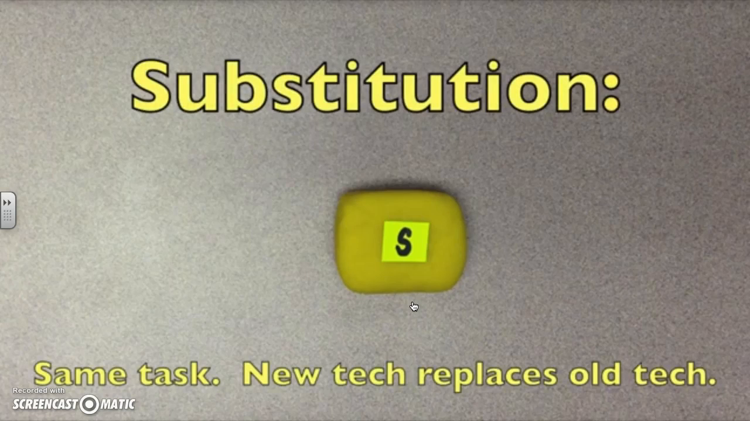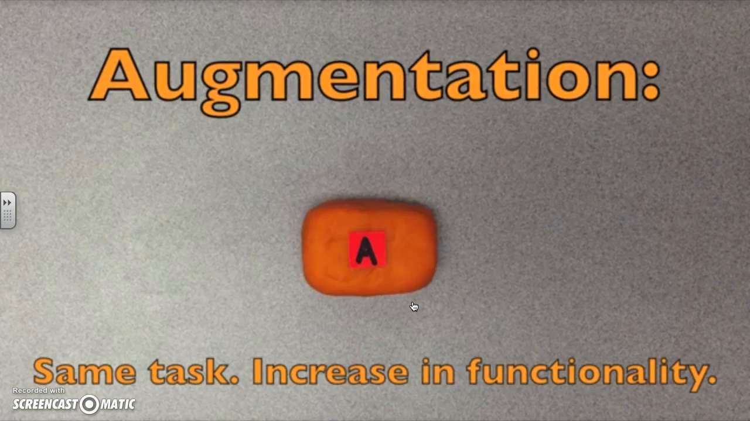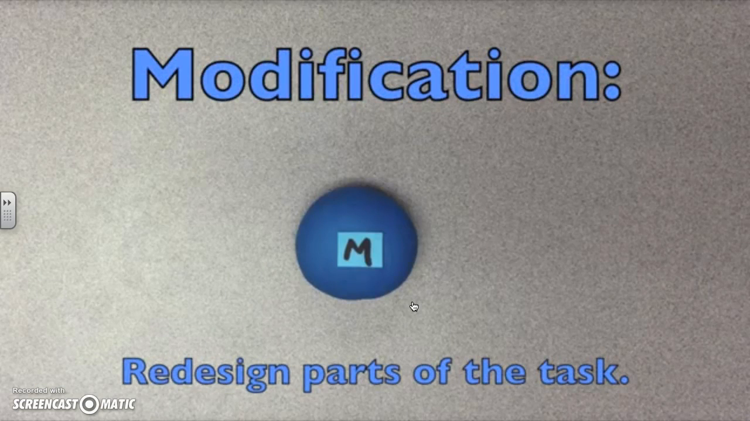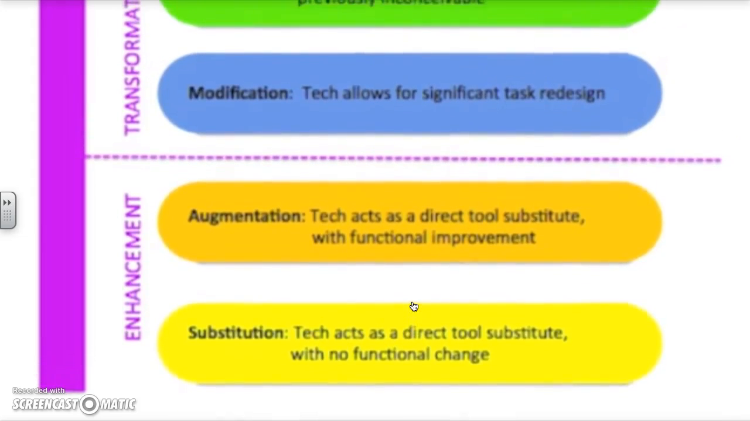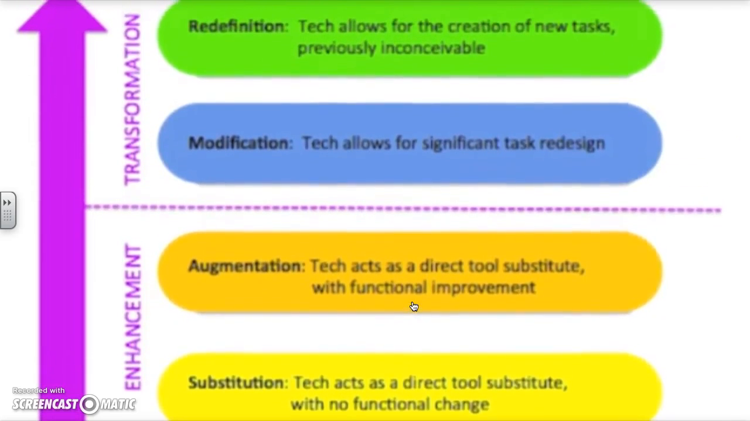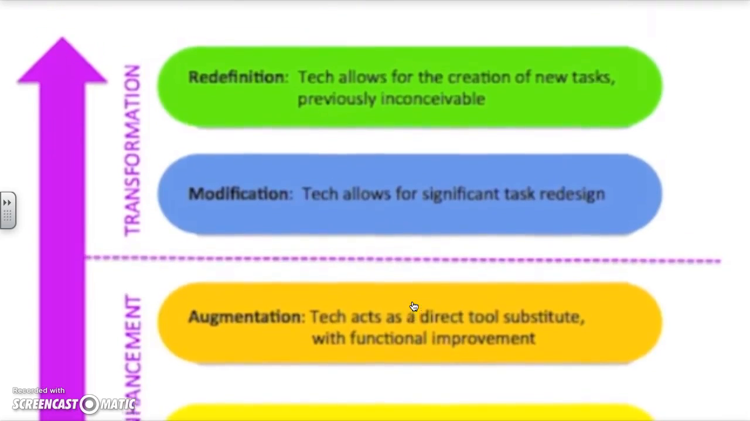To recap, substitution is the same task, new tech replaces old tech. Augmentation is the same task, but the tech increases functionality. Modification, we're able to redesign parts of the task. Redefinition, we're able to create new tasks once unimaginable. As we move from substitution to redefinition, we're moving from enhancing to transforming student learning.